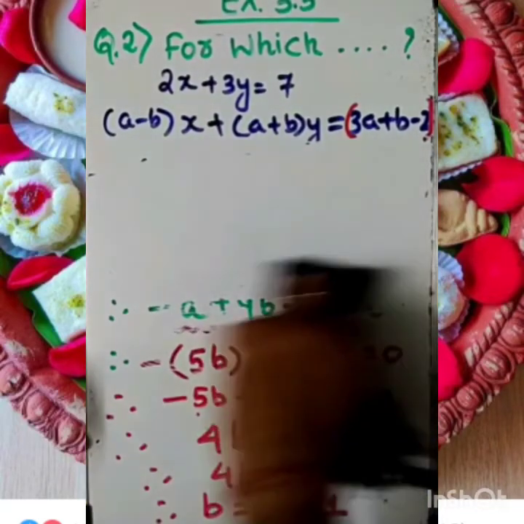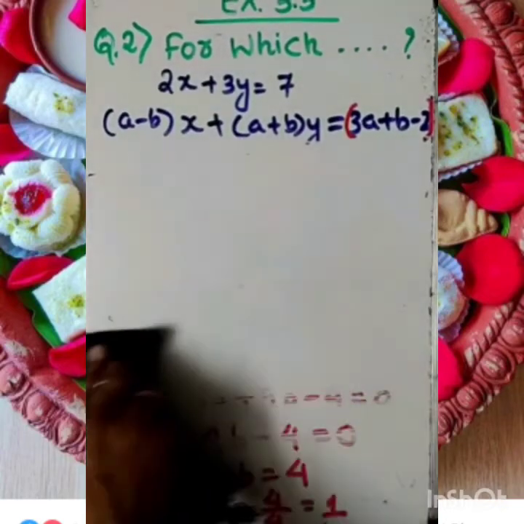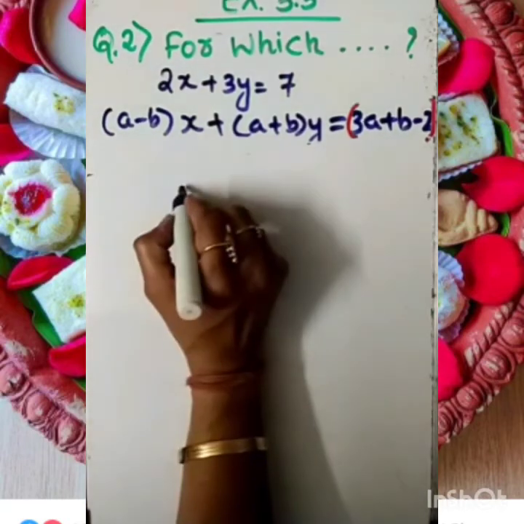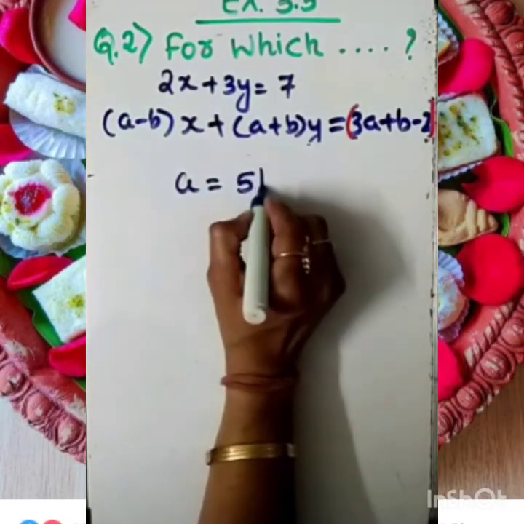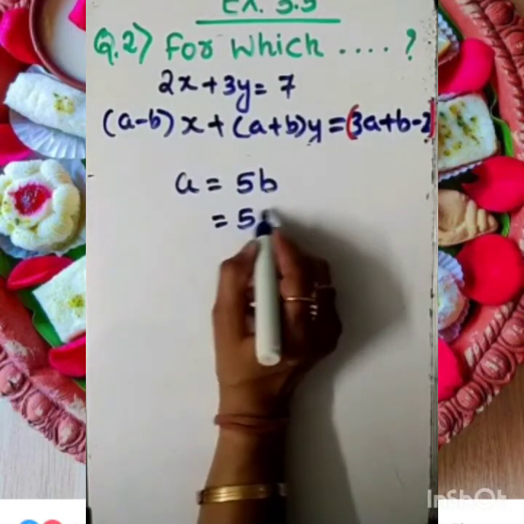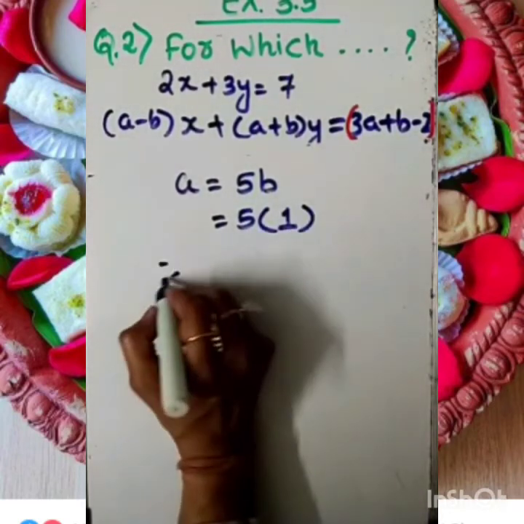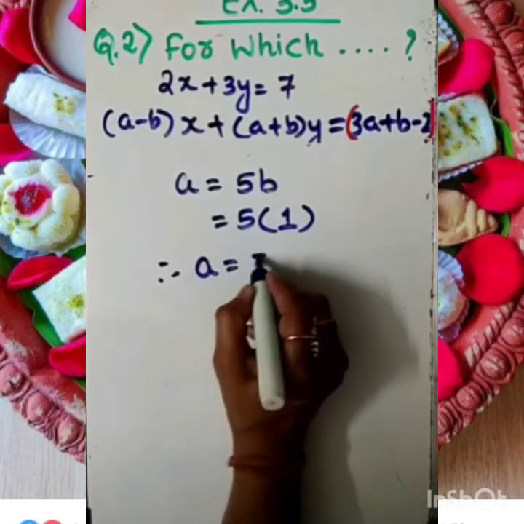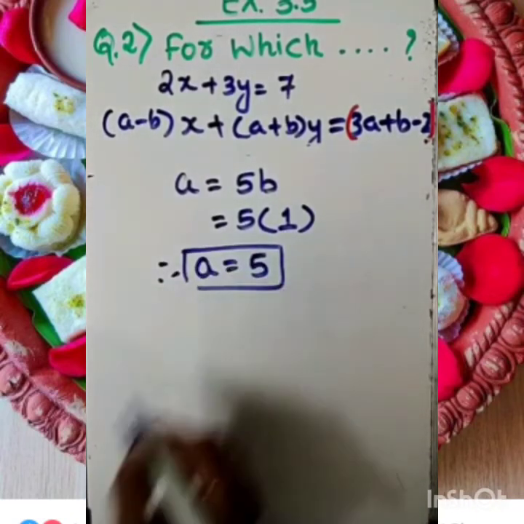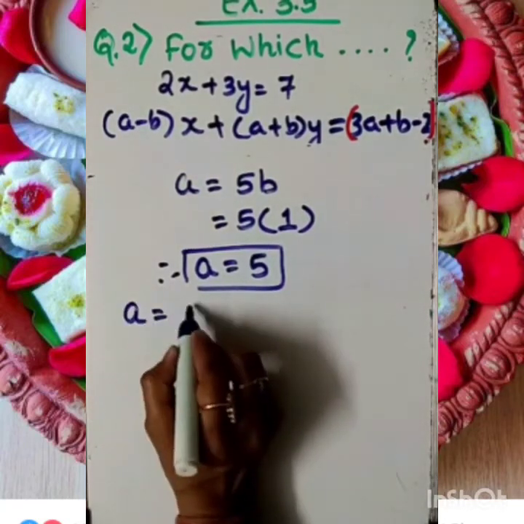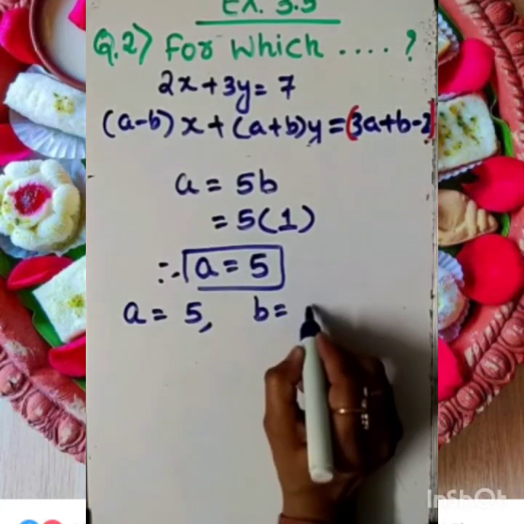A equal to 5b, we already know. In that we are going to put the value of b, 1. So a equal to 5b, already this result is with us. In this, we are going to put the value of b that we got already, 1. So a equal to 5 into 1, which is 5. So we can say the solution, the values of a and b we got: finally a equal to 5 and b equal to 1.